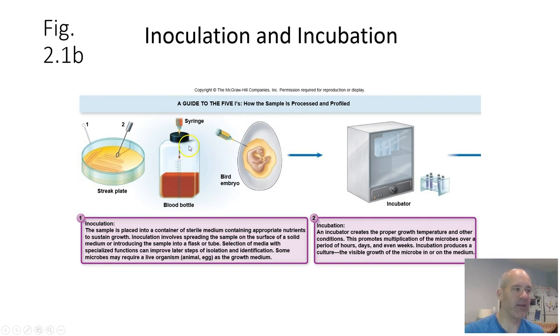Some microorganisms have traditionally been grown in blood bottles. It just depends on the type of microorganism. Some things need very, very rich culture media with lots of nutrients in it, and blood is very nutrient rich. And if you look over here, here's another type of inoculation. This is a bird embryo inside an egg.